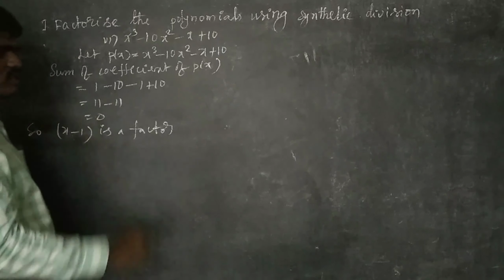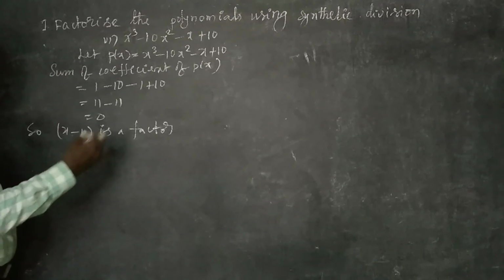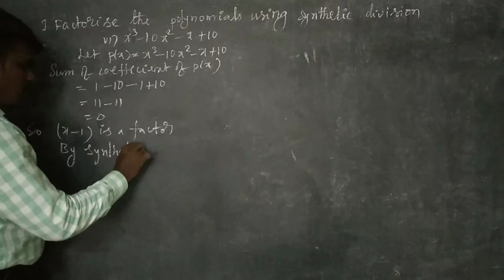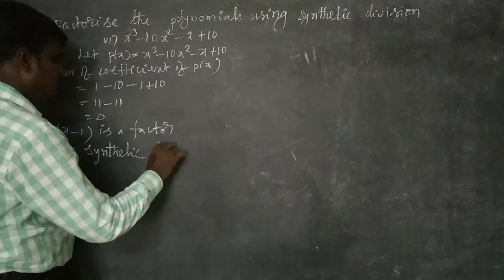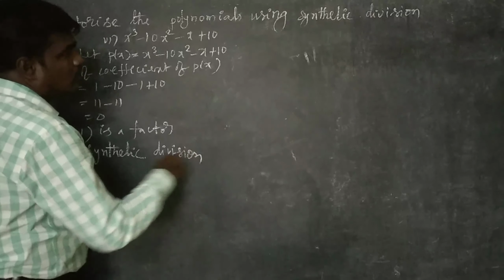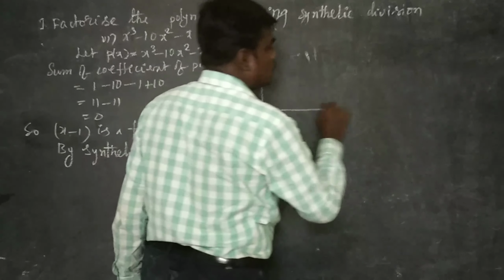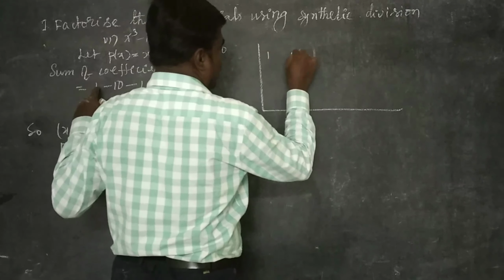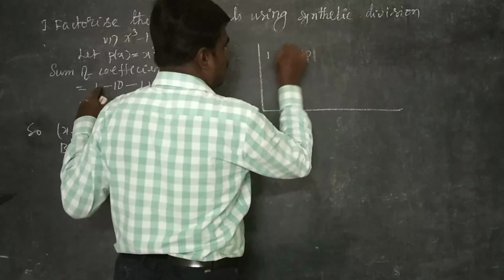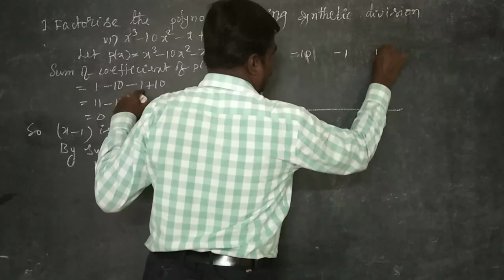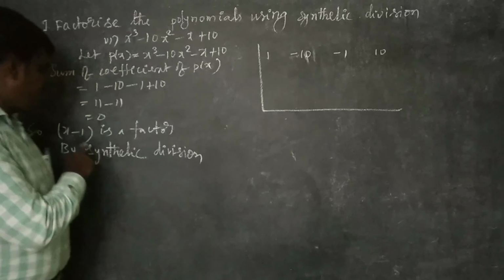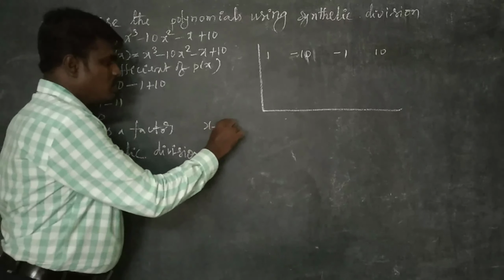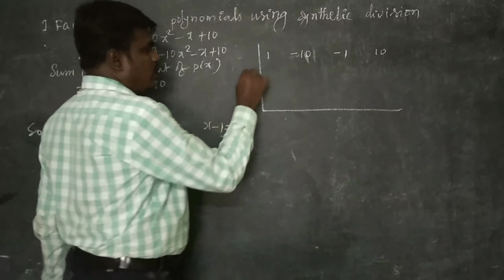So x minus 1 is a factor. Now we apply synthetic division. Write the coefficients: 1, minus 10, minus 1, 10. The divisor is x minus 1, so x minus 1 equals 0 gives x equal to 1. We divide using 1.